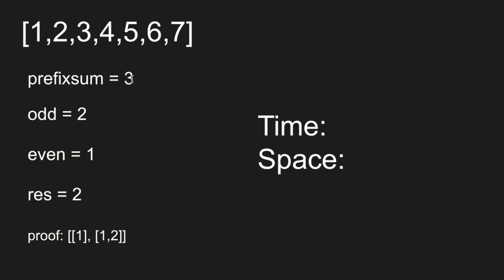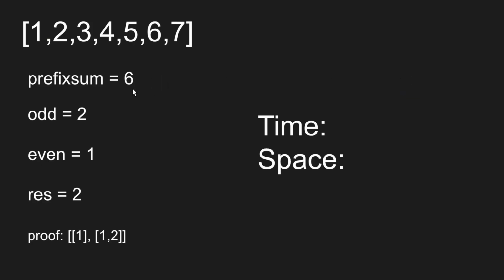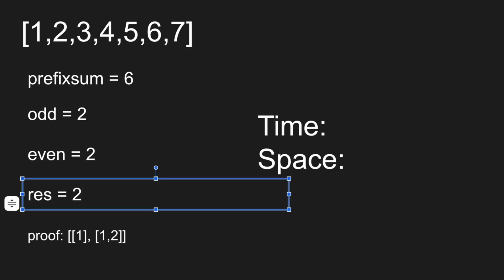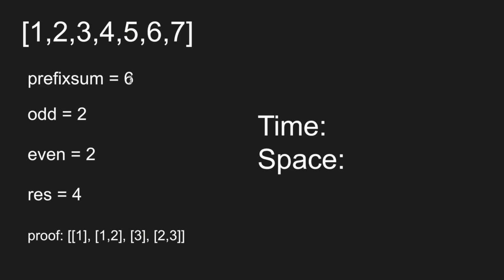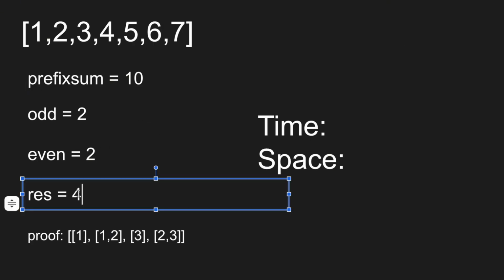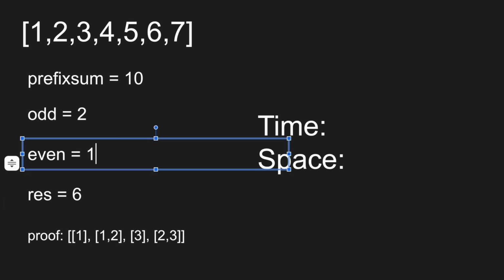Now we will add 3 to prefix sum. So the number is 6. 6 is even. So we will add the number of odd to the result and increment even by 1. So number of odd to result, which is 4. Now we come to 4. We add 4 to the prefix sum. It's even, so we add the number of odd to result, which is 6. And we increment even by 1, which is 3.